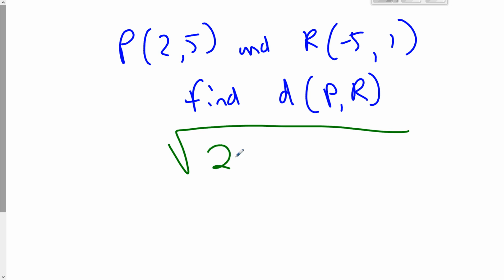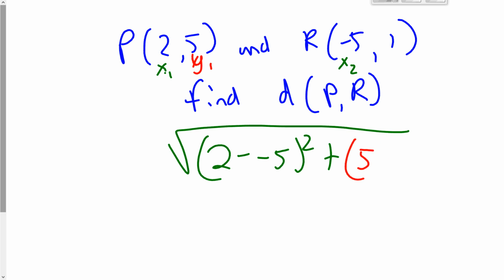Try it yourself. So I'm going to take my x1 and minus my x2, so I'm minus a -5, and then I'm going to square it, and I'm going to add, taking my y1, so I got to start with the same point, right? So 5, and I got to subtract my y2, which is 1, and then square it, add those together, and then square root it. So we get 7 squared plus 4 squared.